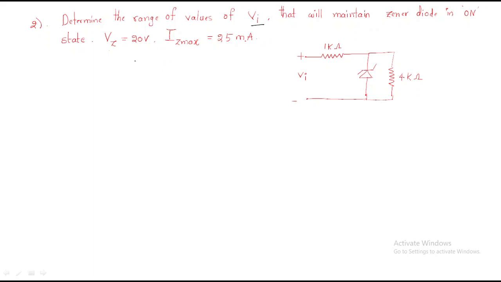For that purpose, first again we can take it like this. Vi is the input voltage, and this is the 1 kilo ohm. You know that this current we can write as the load current. The GNR voltage is given, so this voltage value is 20 volts. Vz equals 20 volts. This is the GNR voltage.